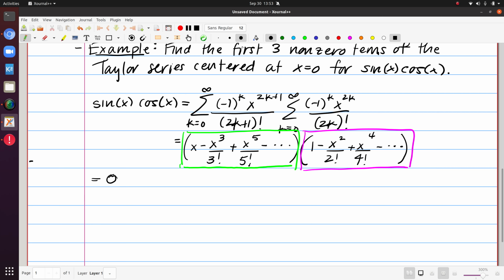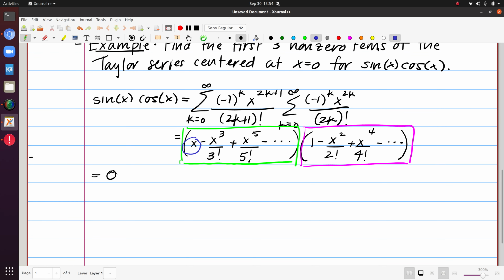The next thing I'm interested in is how I can get an x to the first power term. To get an x to the first power term, what I can do is take this x and this 1 and multiply those together. So there's only one way that we can get an x to the first power term here. Let me change back to black. This gives me 1 times 1 in terms of looking at those coefficients, x to the first power.